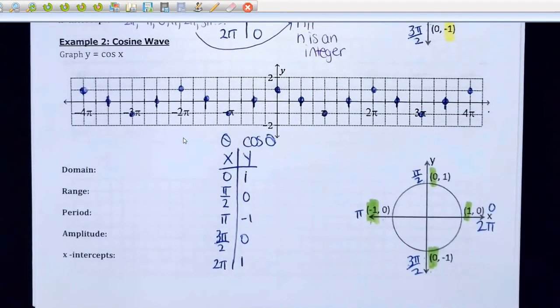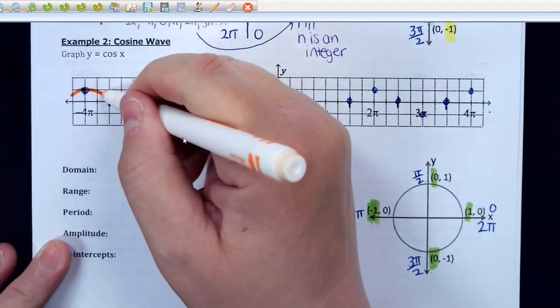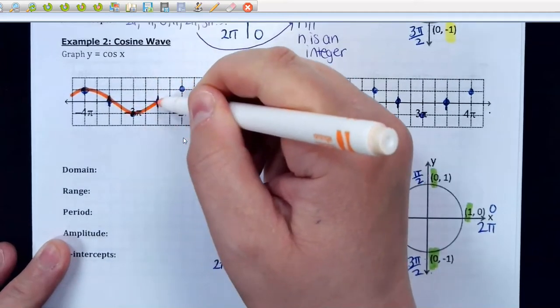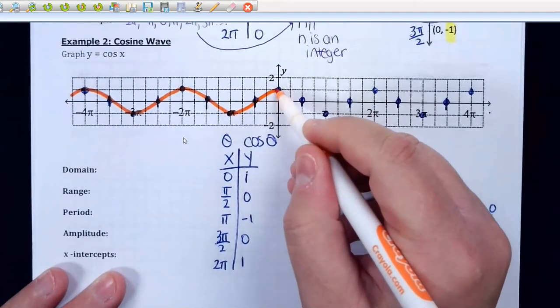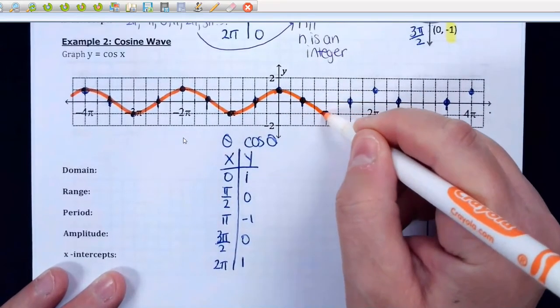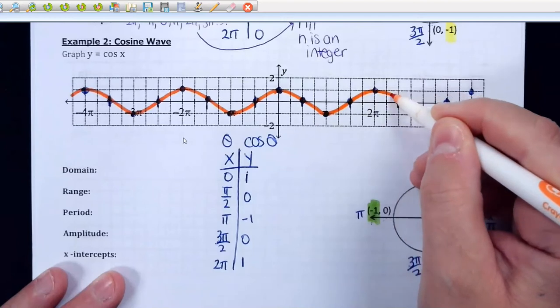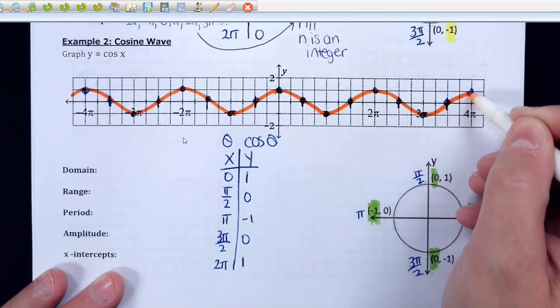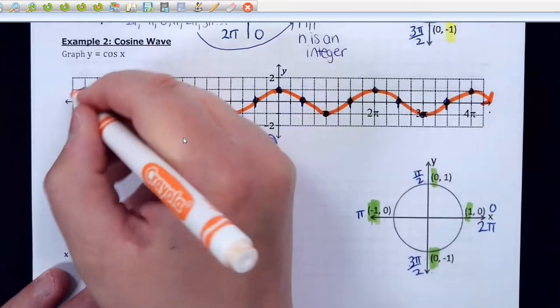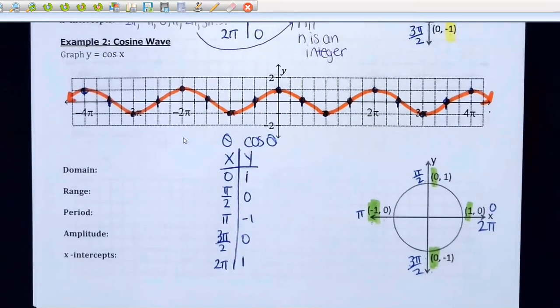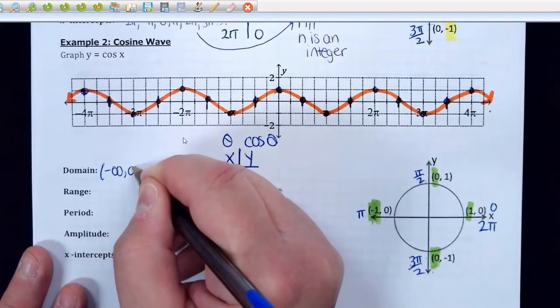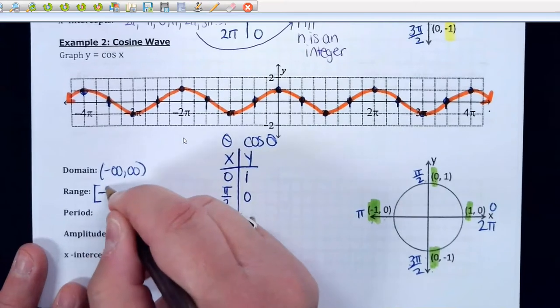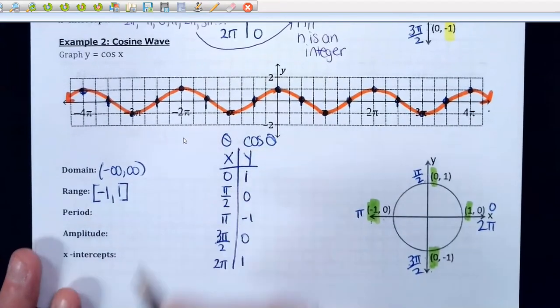So if I come through here with my lovely marker, we're just going to draw on this. Main difference, an easy way to tell the sine from the cosine: the sine goes through 0, 0, through the origin. The cosine is going to go through a point on the y-axis, so in that case, 0, 1. There's your cosine. Now, domain, totally the same, -infinity to infinity. Range, totally the same. The bottom is -1, the top is 1, nothing above or below.